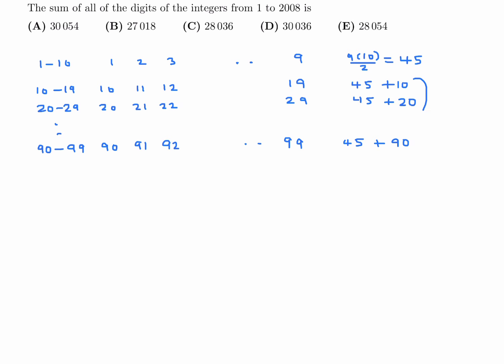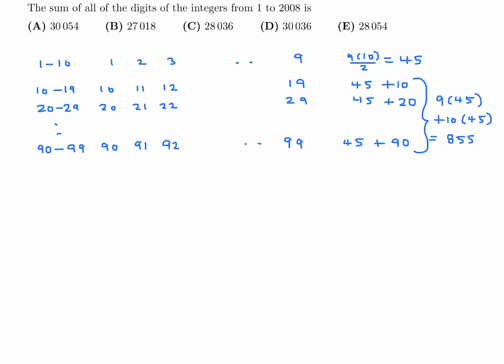So these guys, if you add them all up, how many 45s do we have? Well, we have 9 of them. So 9 times 45. And then 10 plus 20 plus all the way up until 90 is really just 10 times 45. Because if you factor out a 10, it's like 1 plus 2 plus 3 all the way up until 9. And therefore, this is going to be 855. All right, so that takes care of that one.